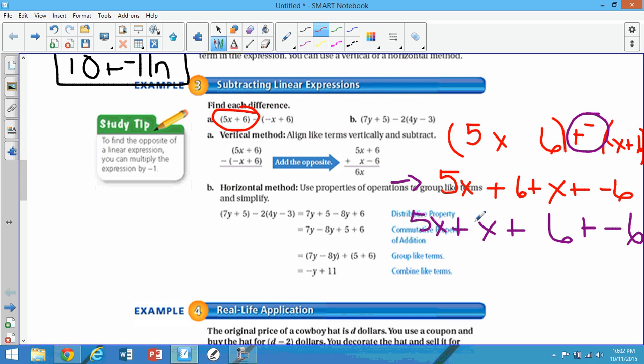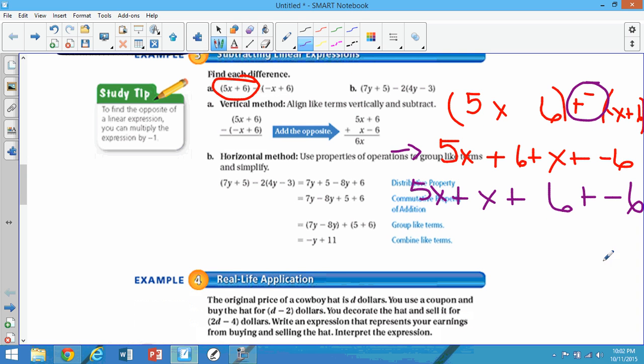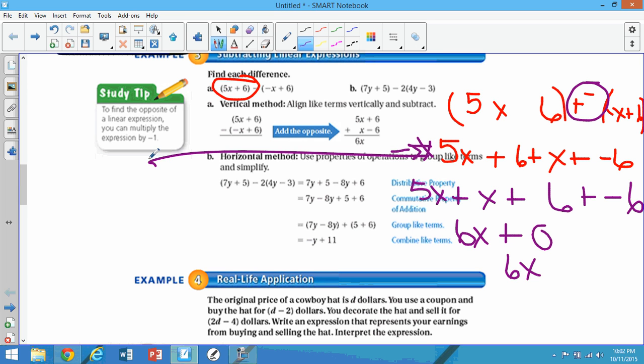Okay, so now what we're going to do is combine our like terms. So 5x plus x is 6x, because there's an invisible 1 in front of that x, plus 6 plus a negative 6, that's 0. Well, the additive property of 0 tells you that any number plus 0 is that number, so your answer is 6x.